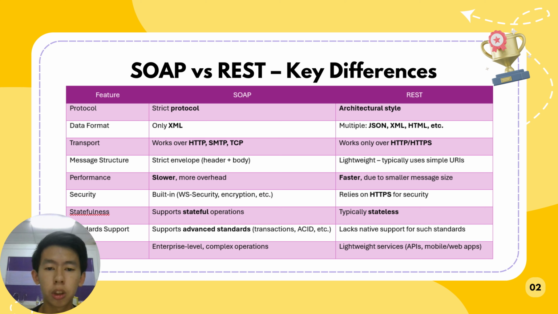HTTP/HTTPS. Message structure: SOAP has a strict envelope, while REST is lightweight and typically uses a simple URL. Performance: SOAP is slower with more overhead, while REST is faster due to smaller message size. Both have their uses, but as the conclusion, SOAP is ideal when you need standardized, contract-based communication.